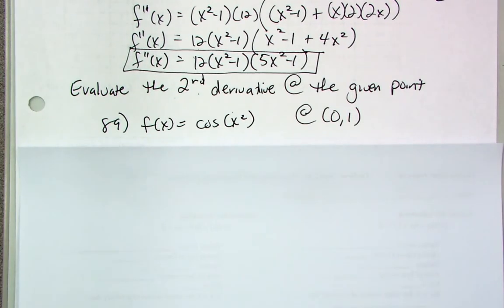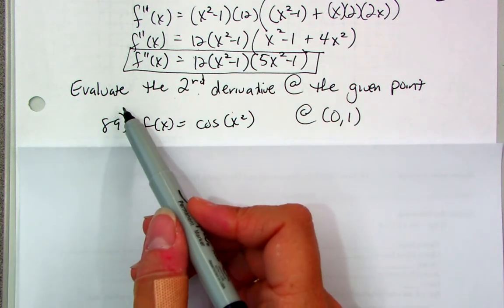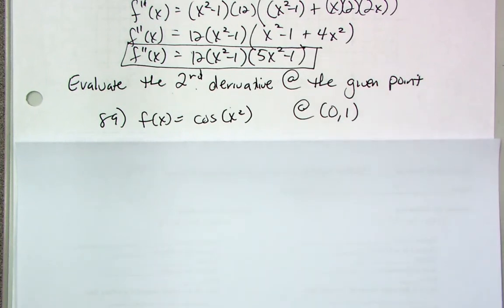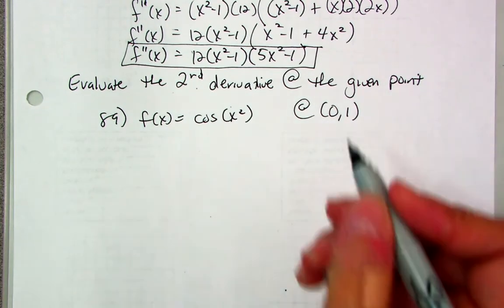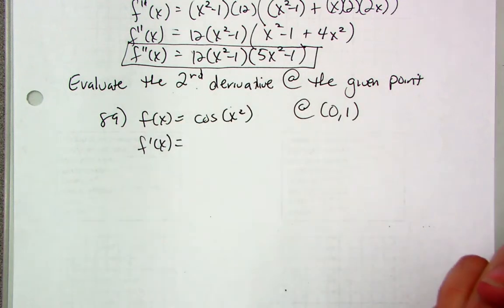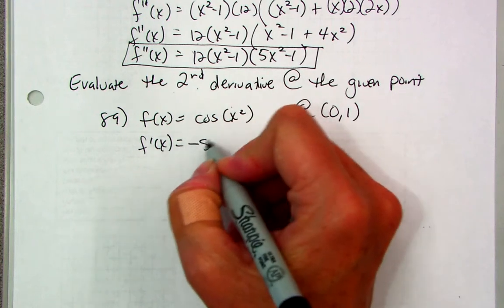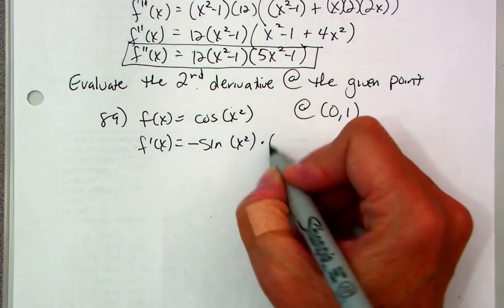Evaluate the second derivative at the given point. Evaluate means give me an answer. We want the second derivative at this point. So let's go do that. First, let's get the second derivative. So chain rule. Take the derivative of the outside, that's negative sine, copy the inside, times the derivative of the inside.